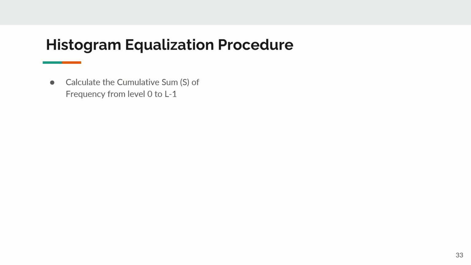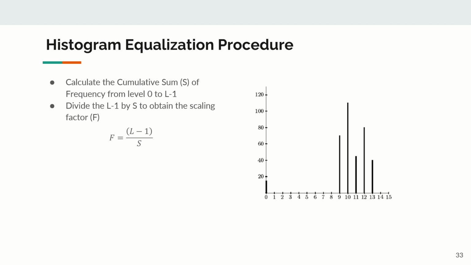Next, we calculate the multiplication factor. The factor is equal to L minus 1 divided by S, where S is the sum of the frequencies. That is the total number of instances in our data set. A histogram is shown in the figure. It has 16 levels with different frequencies where the sum of the frequencies is 360. So the resulting factor will become 1 over 24.